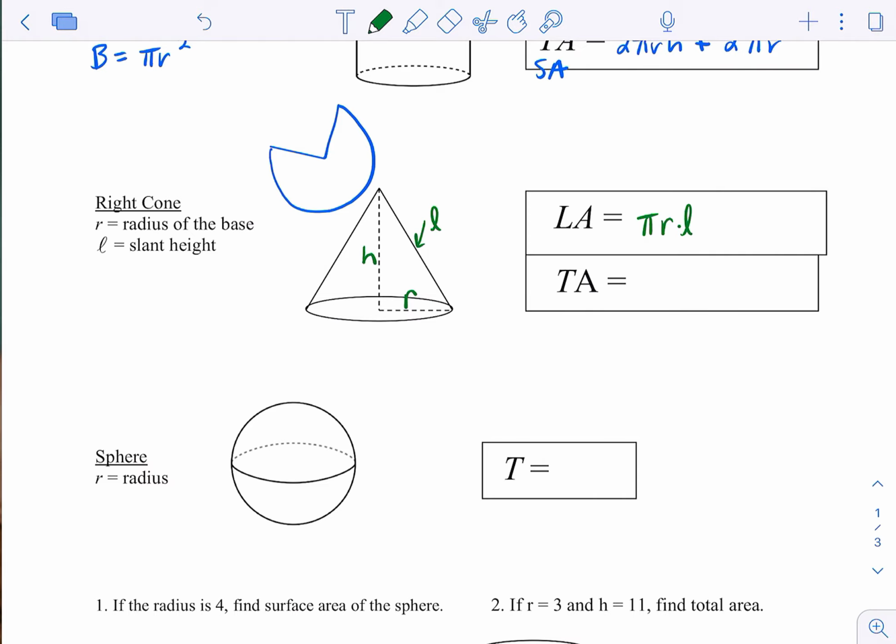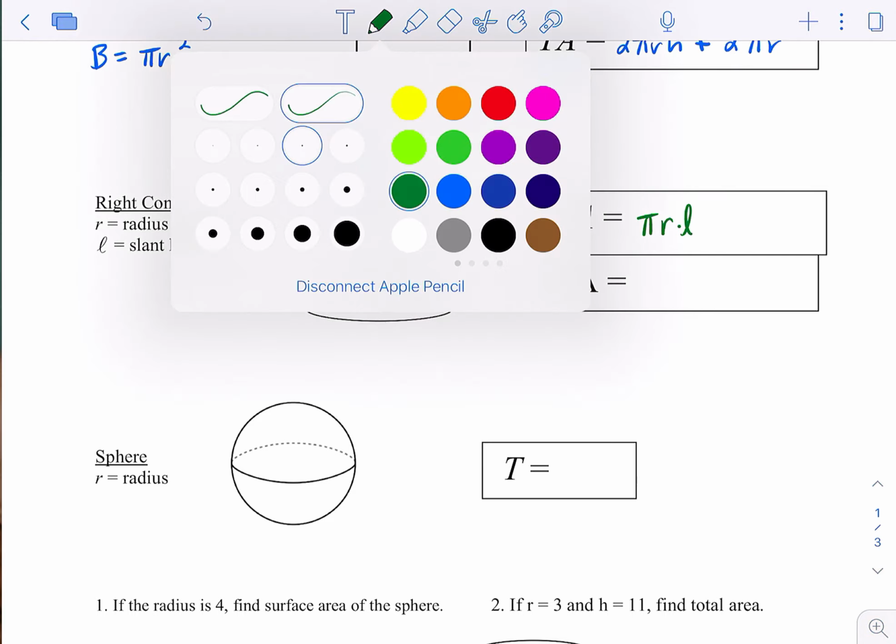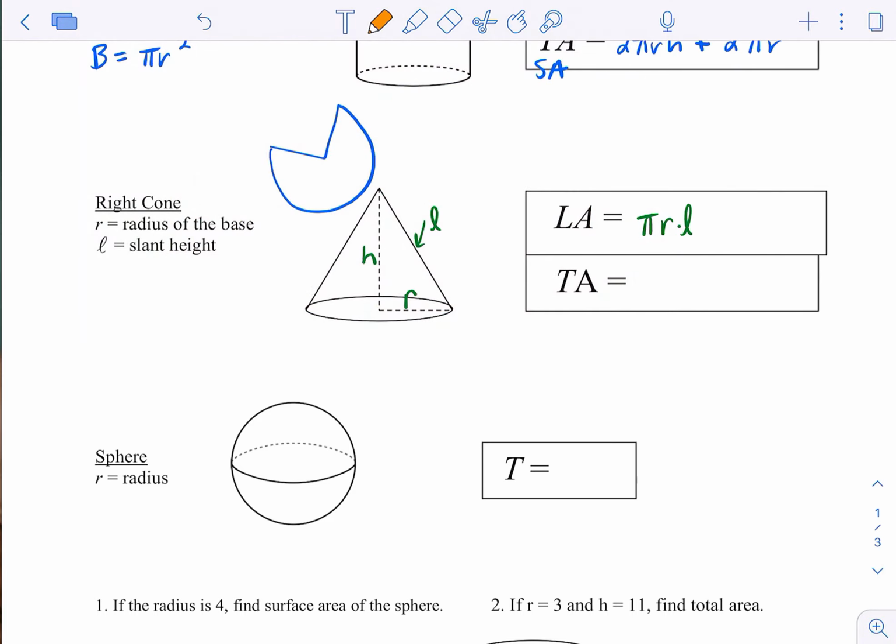Next, once we have this, we need to add in our base. We want to think critically here, how many bases do we have? We have one of them, which has an area of pi r squared. So this would be pi r l plus the area of the base, which is pi r squared, and this is our formula for the total surface area of a right cone.